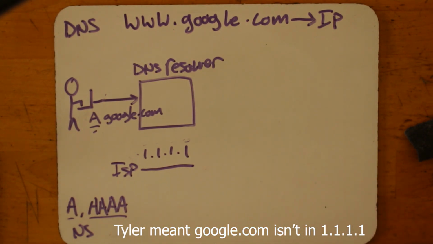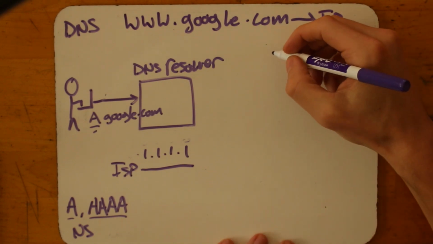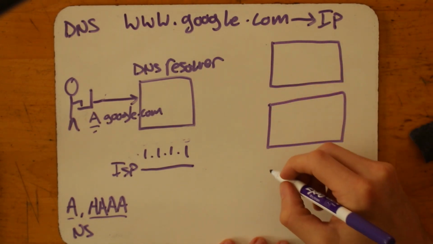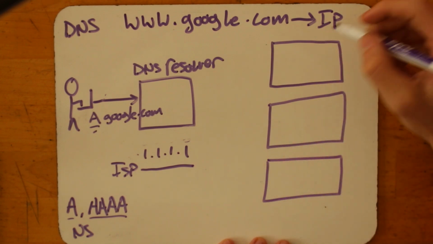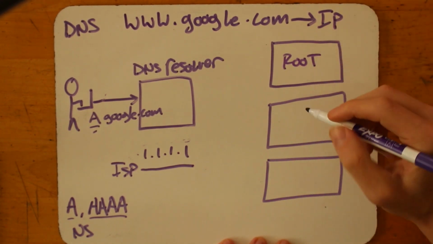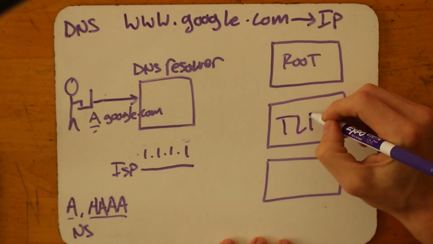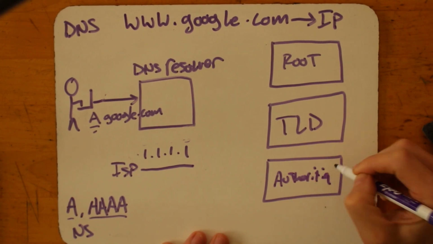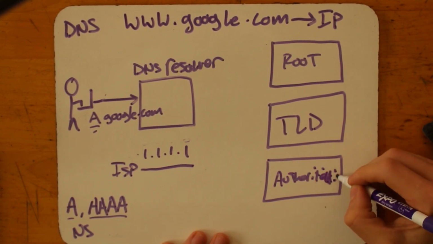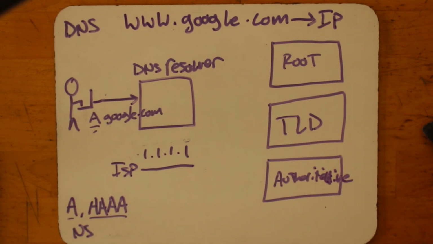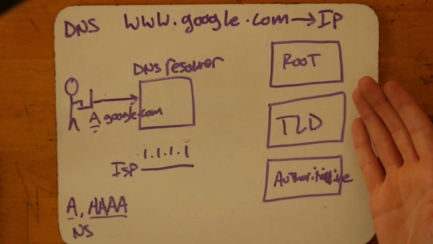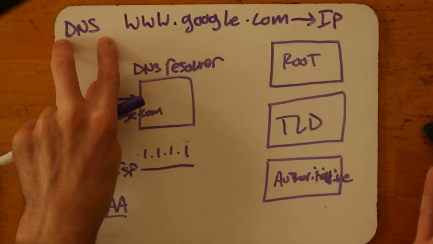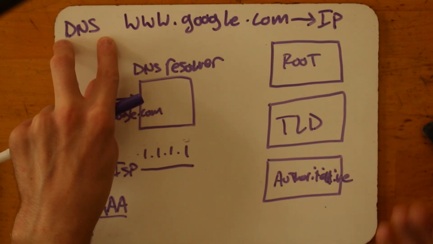Then our DNS resolver will have to engage the other three components of the DNS hierarchy. This is a DNS root server, a top-level domain DNS server, and an authoritative DNS server. These three servers are all part of the DNS system, but they're operated by different entities and they have different responsibilities.